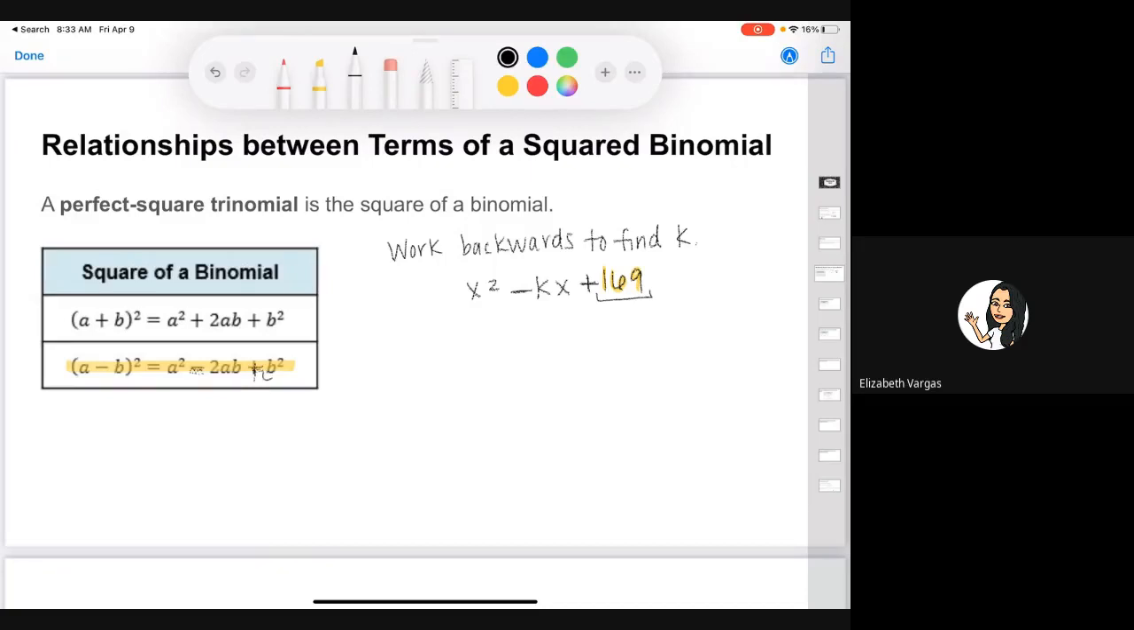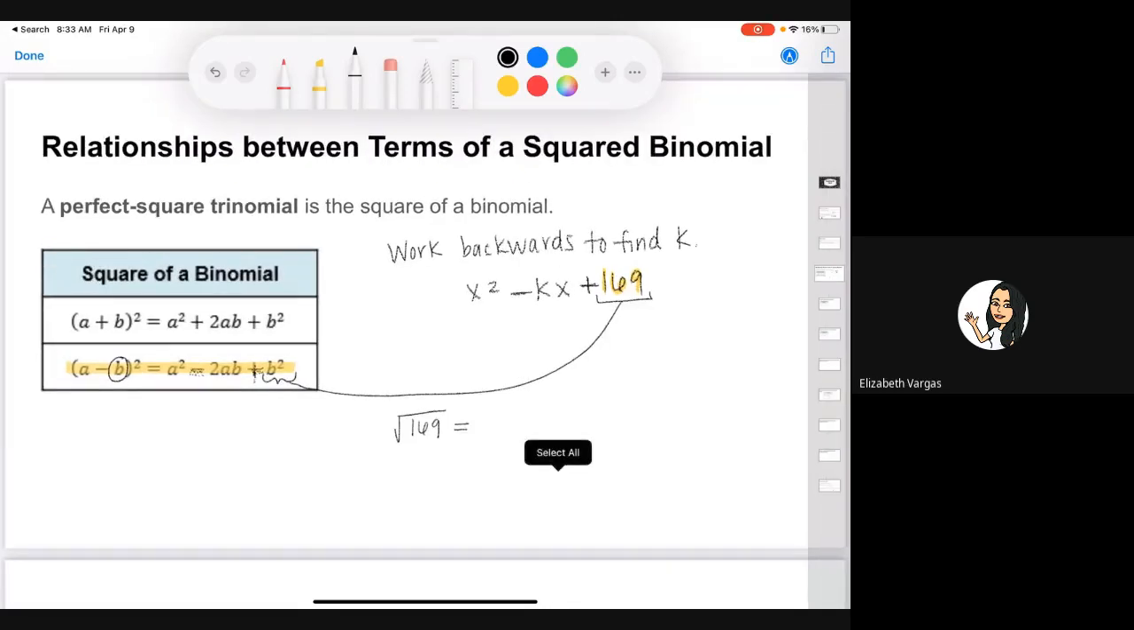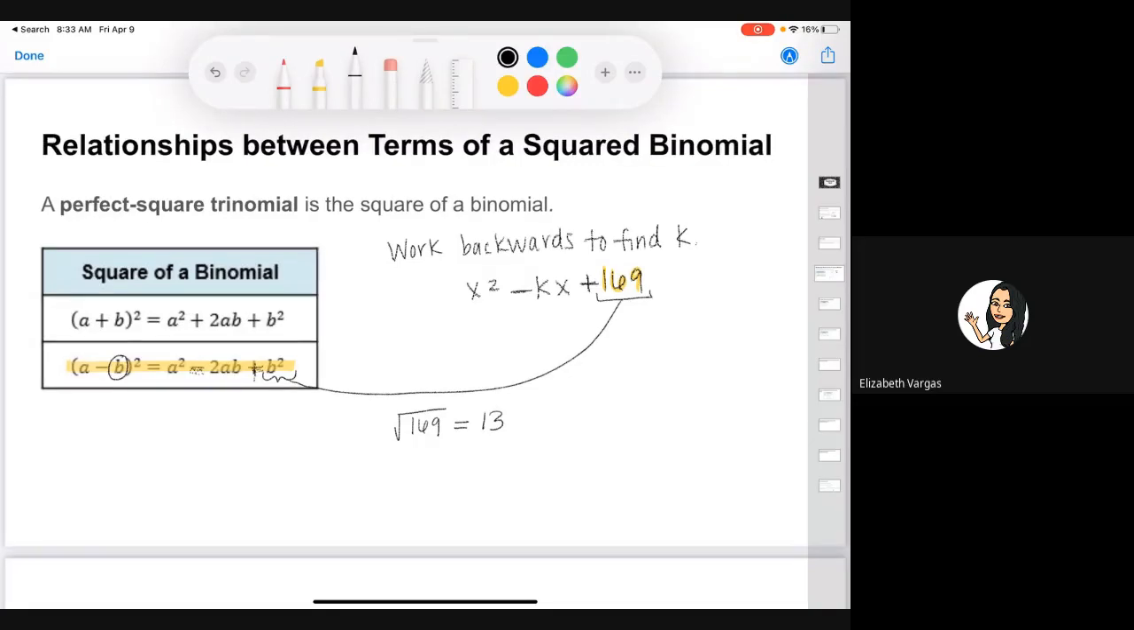So what this is telling me is that whatever value I get there, it is squared by something. It is basically what b squared is. And so because of that, I can take the square root of 169 to find out what my original b was. So I'm able to work backwards. The square root of 169 is 13. And so now I know that my b is 13. My a is always x. My b is 13, and then I square it. So I'm able to work backwards.